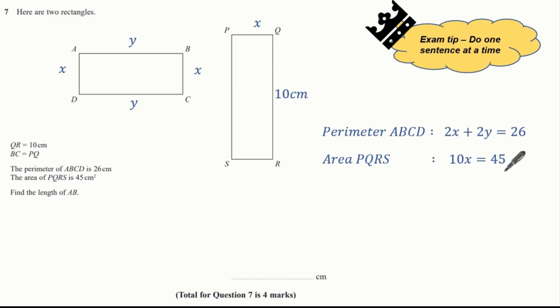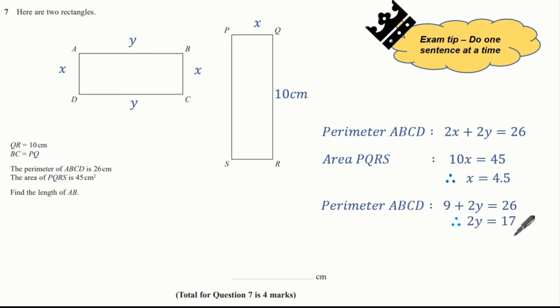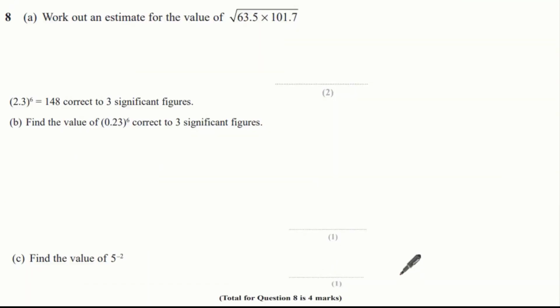If I know 10x is 45, therefore I know x must be 4.5. Because I know x is 4.5, I can pop this back into my first equation. So that means 2 times 4.5 is 9, add our 2y. Subtracting our 9 gives me 2y equals 17, so therefore I know y is equal to 8.5. Given the question wanted me to find AB, I know I labelled AB to be y, so that means AB is 8.5.